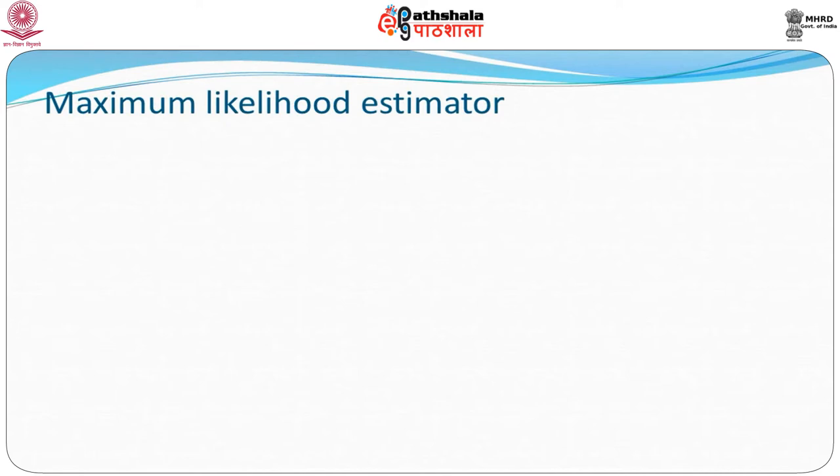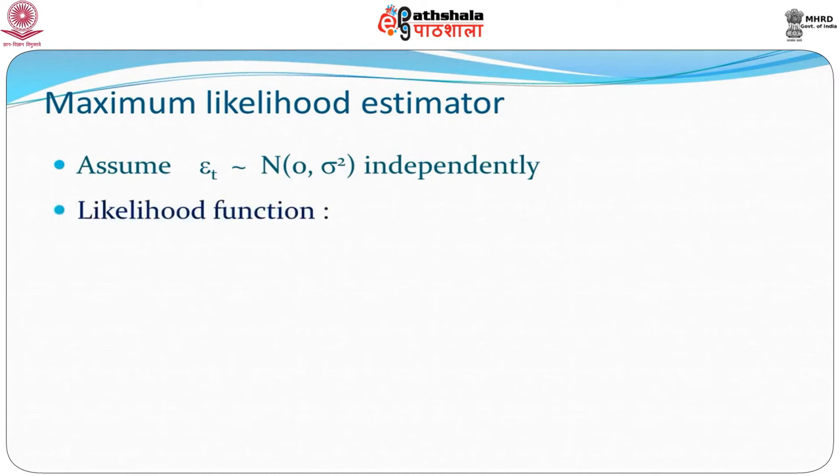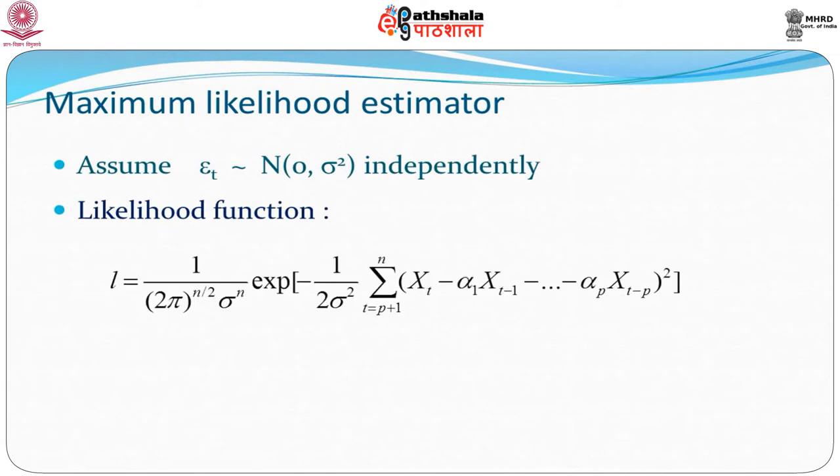As opposed to this, we can use the maximum likelihood estimator. Now, when we look at the maximum likelihood estimator, we start by assuming a distributional form. So let epsilon_t be normal(0, sigma square) independently for all t. Now, once we have assumed normality, we can write the likelihood function in this manner. So epsilon_t is normal, so we have a joint normal distribution, which is 1 by (2 pi)^{n/2} sigma^n and e to the power of minus 1 by 2 sigma square summation epsilon_t square. And we can write epsilon as X_t minus alpha_1 X_{t-1}, etc. And then we have the likelihood in terms of the parameters alpha as well as sigma.